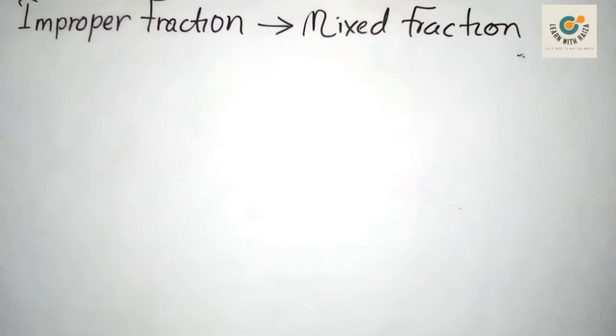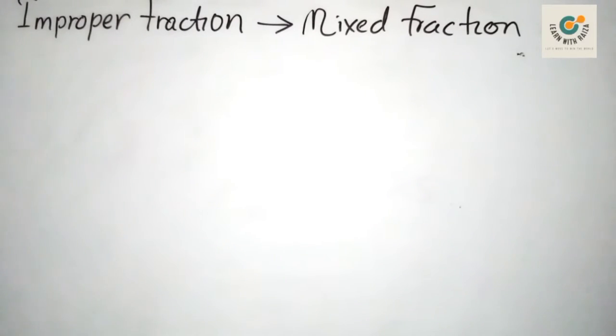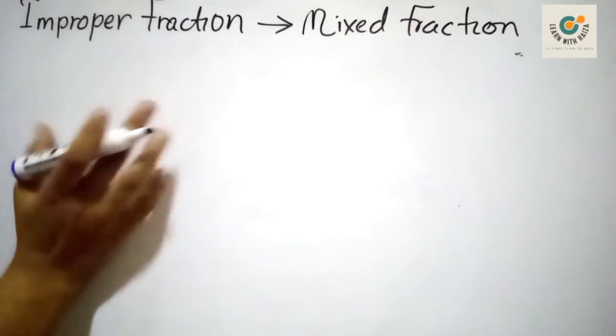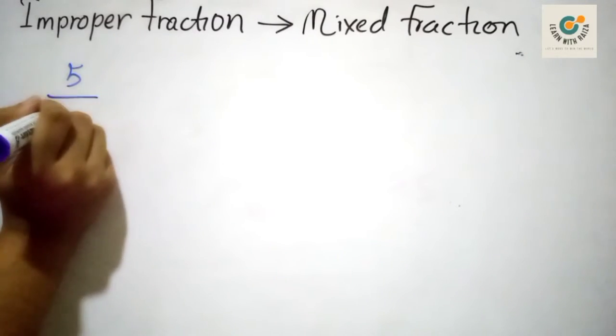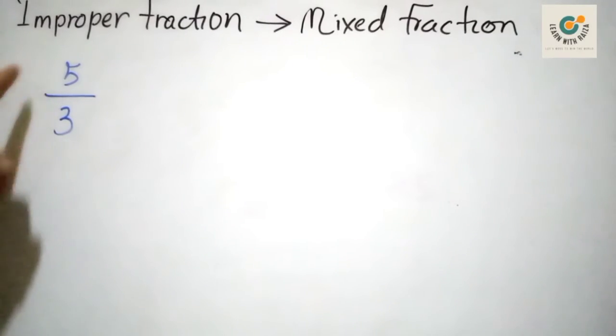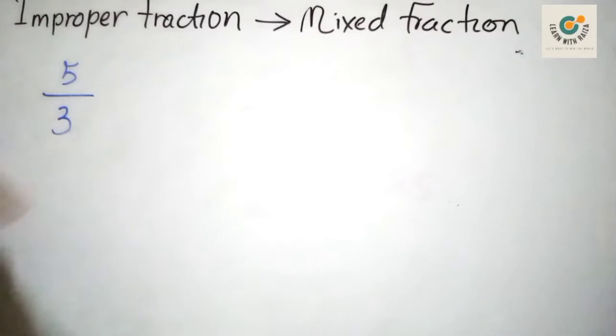So, well, now let's see the next part. How to convert a given improper fraction to a mixed fraction, that is the vice versa, the other process of what we did previously. If you are given an improper fraction, for example 5 over 3. Why do I say 5 over 3 is improper? Because the numerator is greater than the denominator. When the numerator is larger than the denominator, you call it an improper fraction.